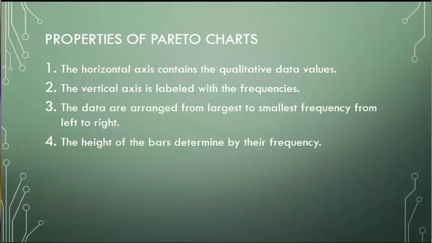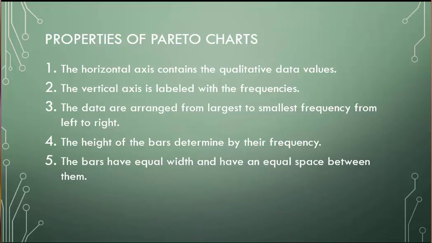The height of the bars is used to determine the frequency of each qualitative data value, and the bars have equal width and an equal space between them. And a graph like this should include axis labels and a title. So let's take a look at an example here and see how we can make one of these Pareto charts.